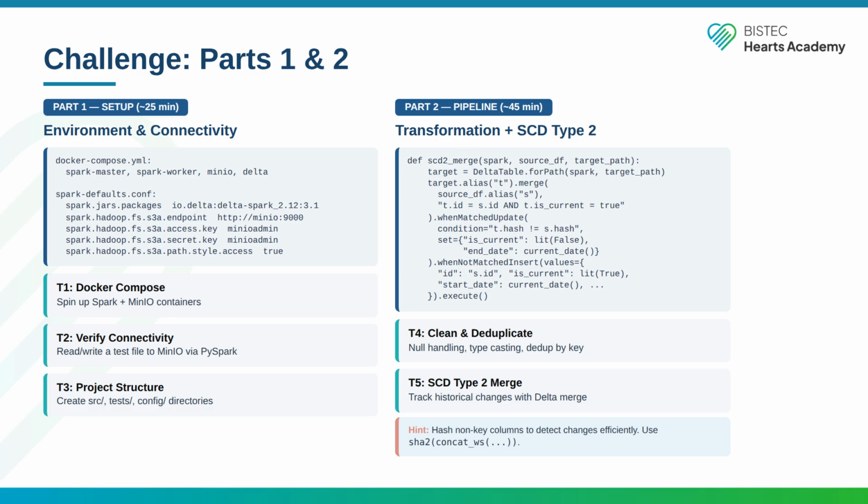The hint about hashing is important. Use SHA-2 with concat_ws to create a hash of all non-key columns. This gives you a single column to compare instead of checking every field individually.